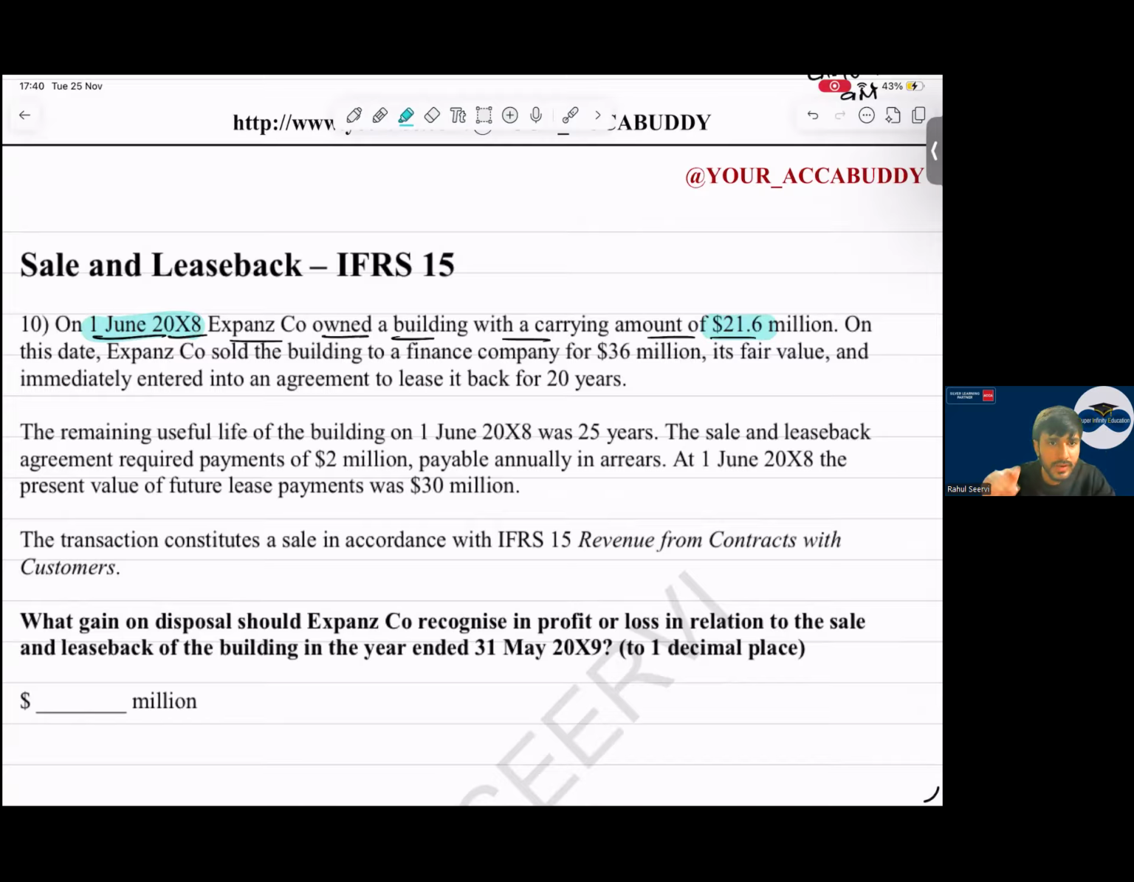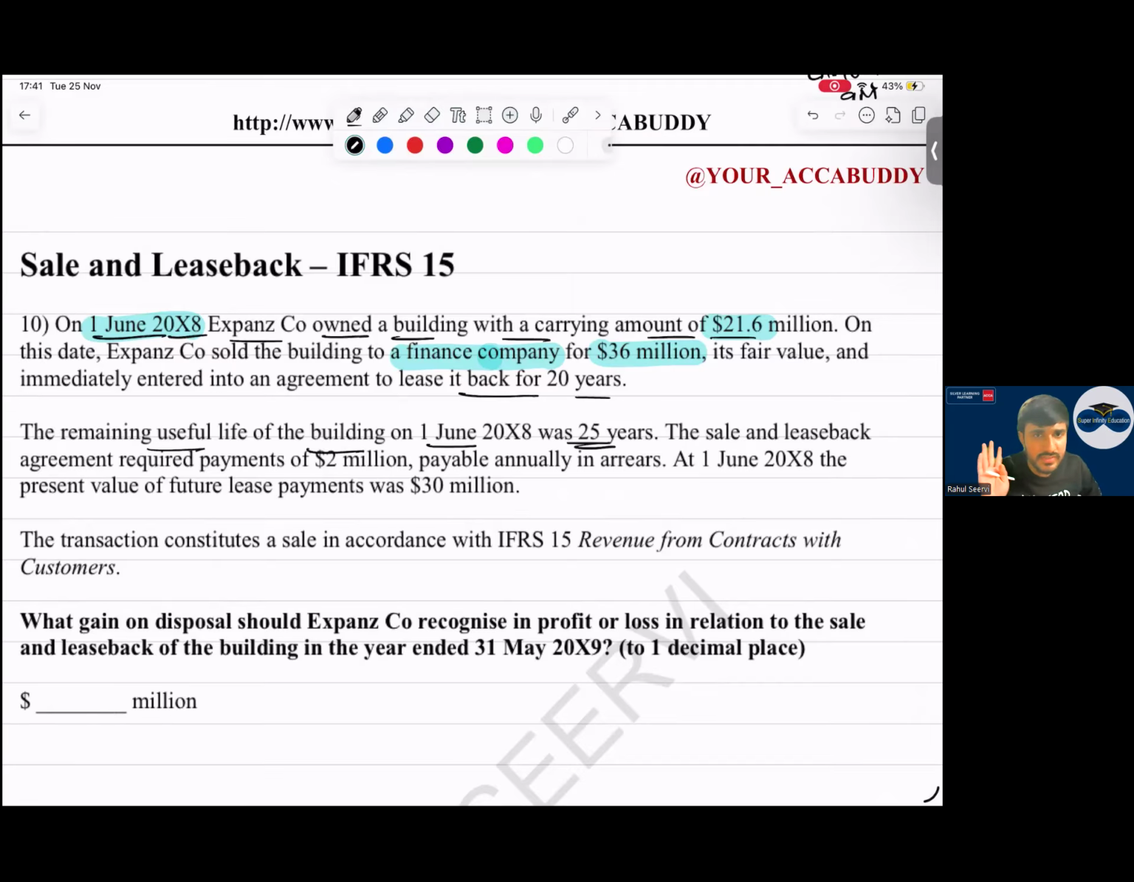On this day, E sold the building to a finance company, like a bank, for 36 million, which is its fair value. The selling price and fair value are equal. As I mentioned in FR, selling price and fair value will always be equal here. The remaining cases you will study in SBR. And it immediately entered into an agreement to lease it back for 80 years. So this question can be regarding sale and leaseback, but we have to see the other parts, whether the IFRS 15 control criteria is satisfied or not. The remaining useful life of the building on 1st June was 25 years.